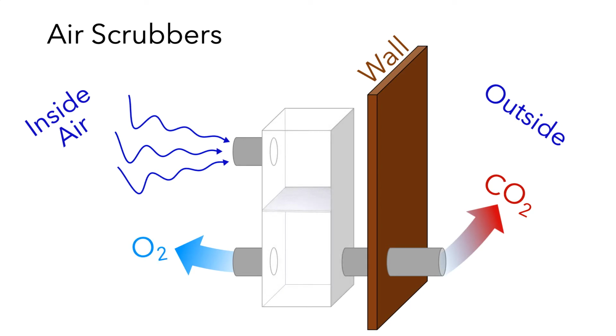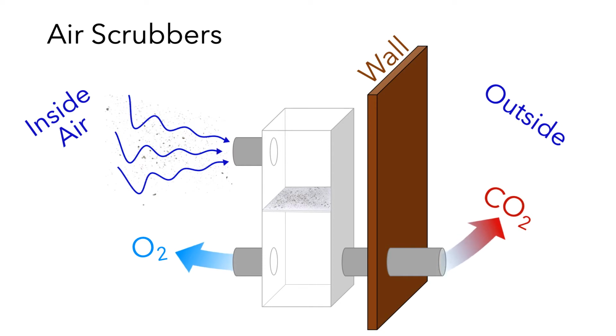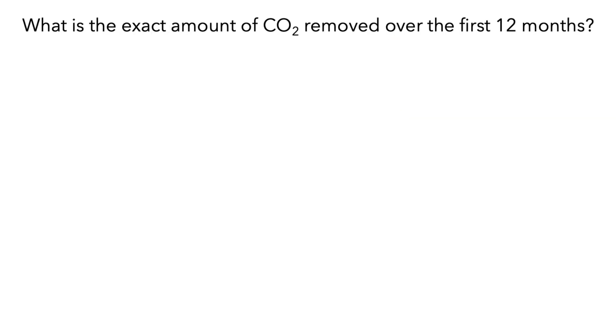As with any air filtration system, particulates in the air, such as dust, can reduce the effectiveness of the system. Over time, the particulates build up in the filter of the air scrubber. This reduces the amount of CO2 that the filter removes, as well as the amount of oxygen returned back into the workplace. When designing an air scrubber for a building, we'd need to be able to compute the exact amount of CO2 that the scrubber removes over the first 12 months of its operation.